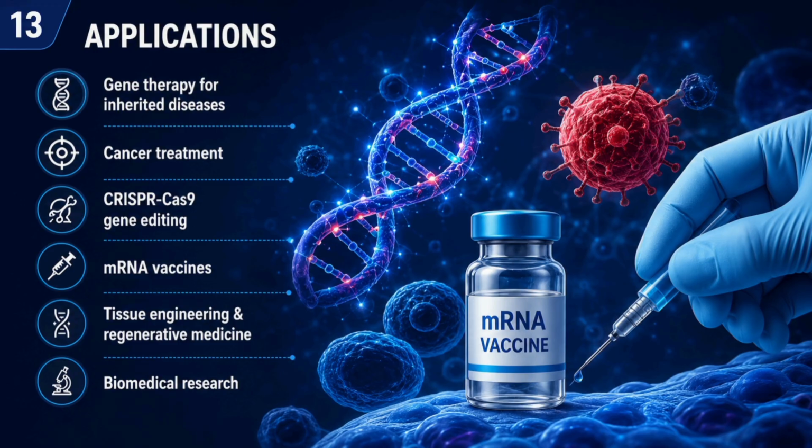The second application is in cancer treatment. Cancer develops because genes controlling cell growth become abnormal. Scientists can deliver genes that stop cancer cell growth, kill the cancer cells, and help the immune system recognize and destroy the tumors. Instead of chemotherapy affecting the whole body, gene delivery targets only the cancer cells, reducing the damage to healthy tissues.